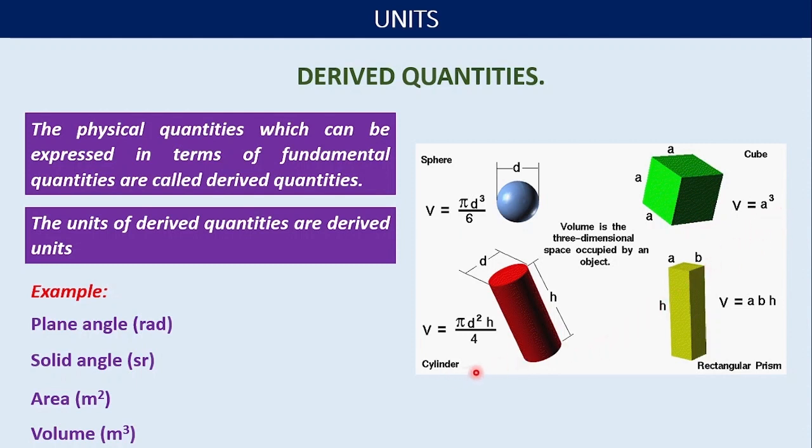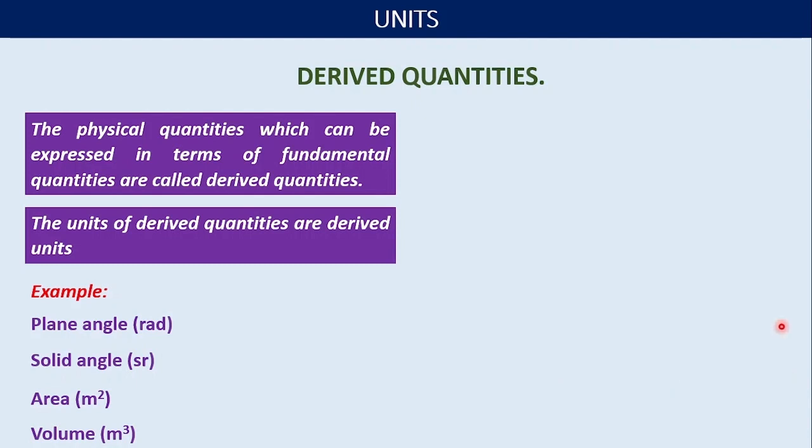Here you have a cylinder. The volume of a cylinder is pi r square h, but in terms of diameter it is pi d square h by 4. And you have a rectangular prism and a cuboid. Its volume is ABH. Good.